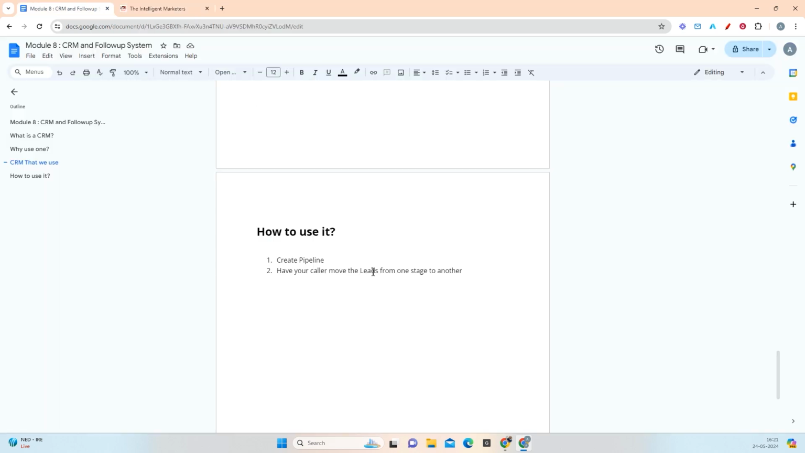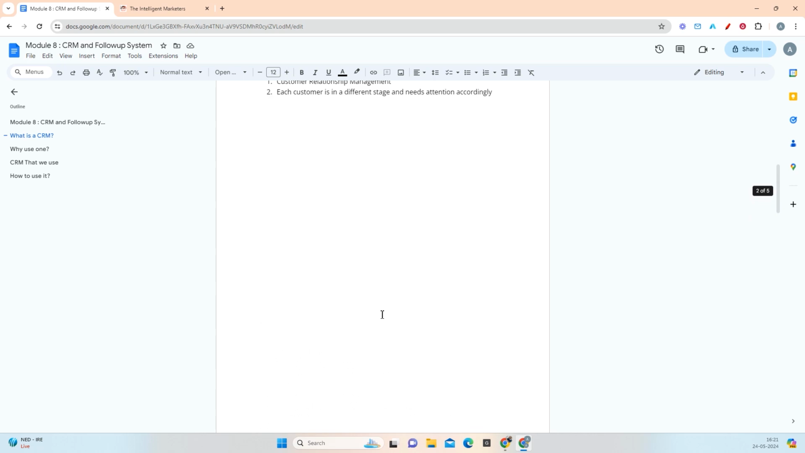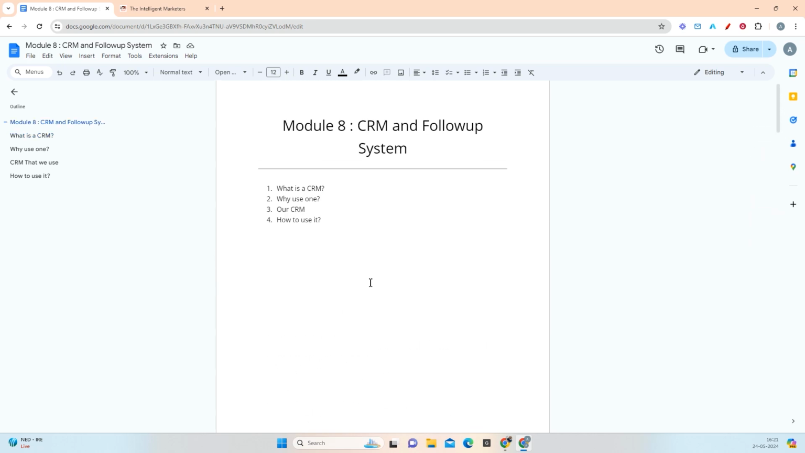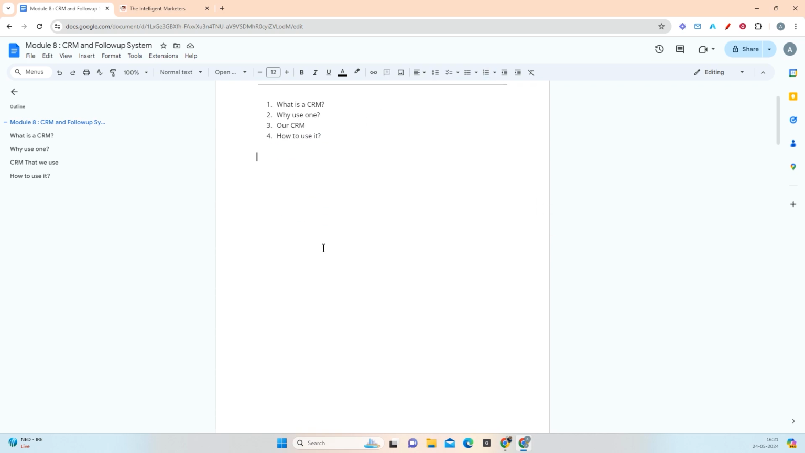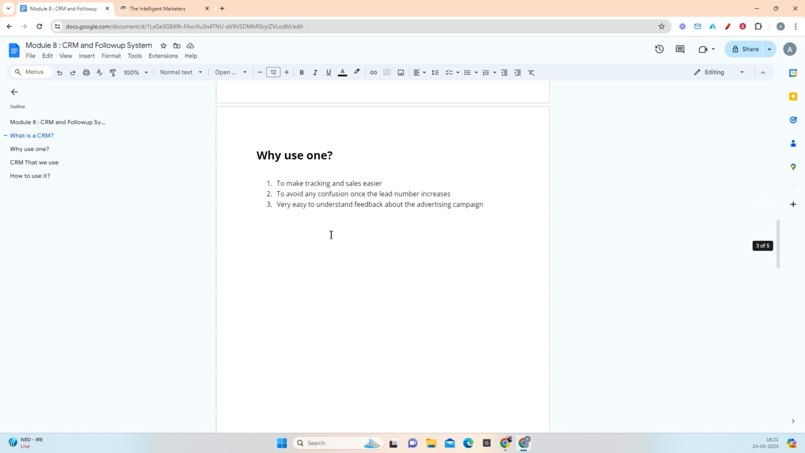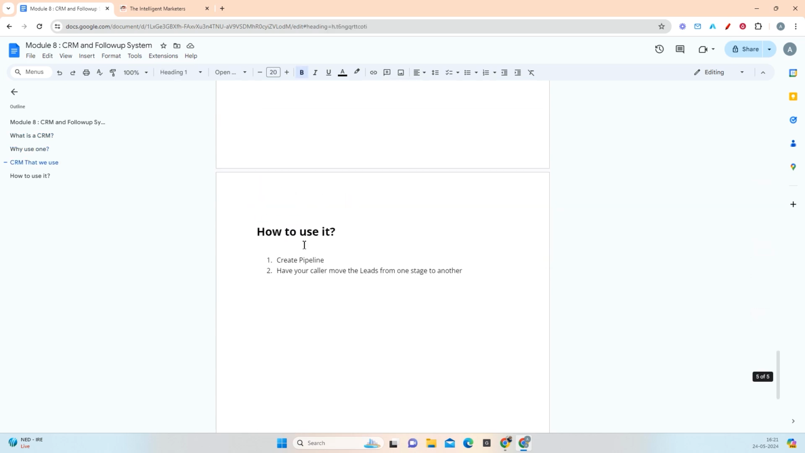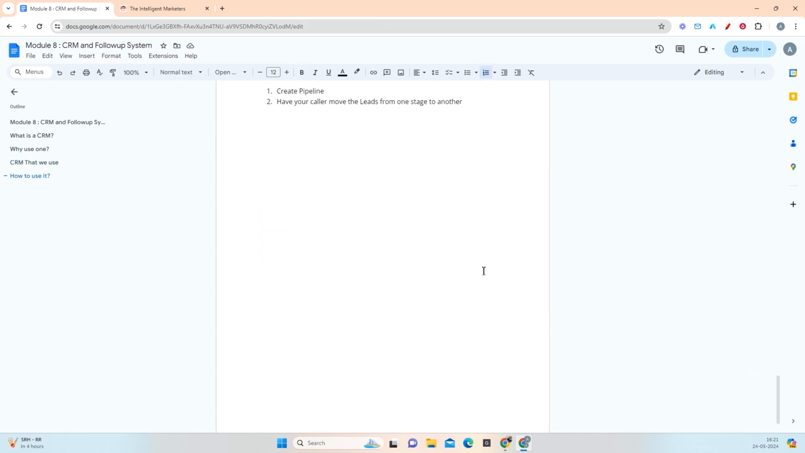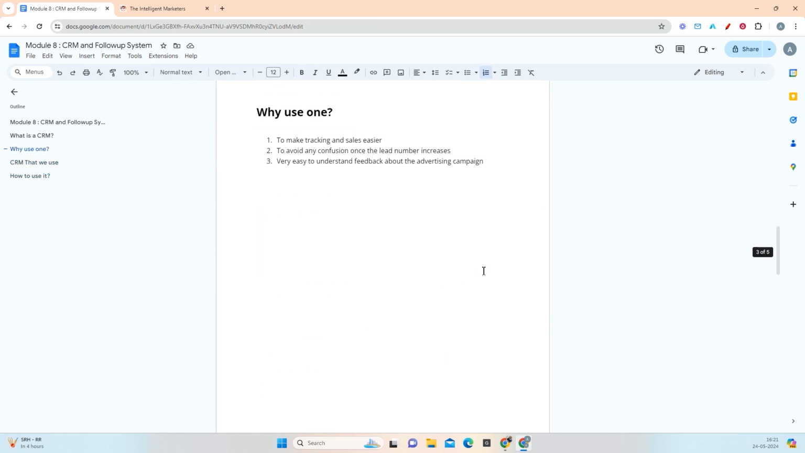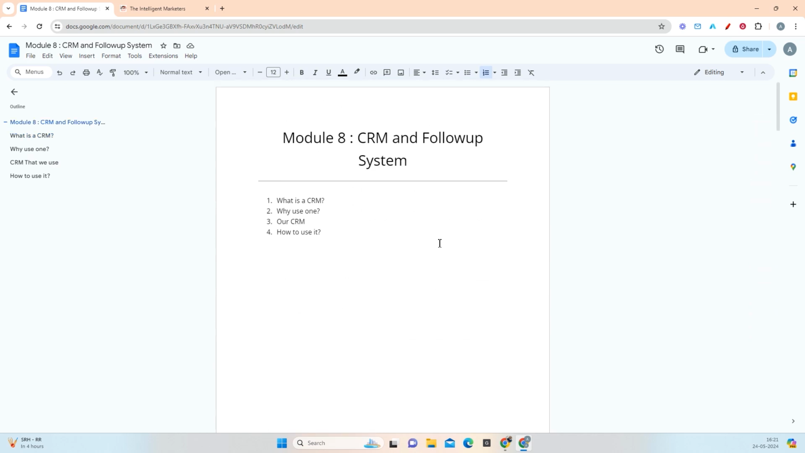Now I hope this makes a lot of sense, and with this we are coming to an end of this particular module. Let us do a quick recap of what we discussed. We talked about CRM, what exactly a CRM is, and why you should be using a CRM. We talked about the CRM that we are using, and I gave you a quick overview of how to use a CRM. And yeah, that is it for this module. Let us know if you have any questions, and see you in the next one.